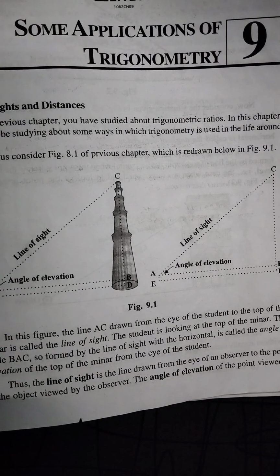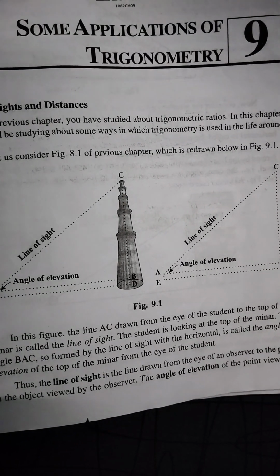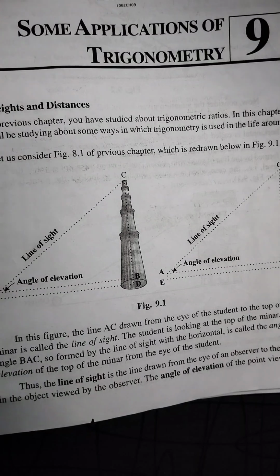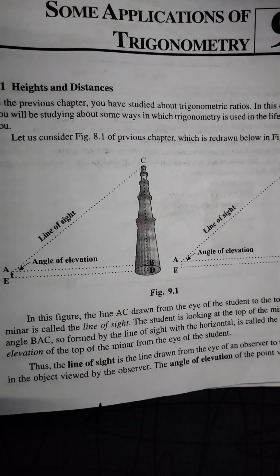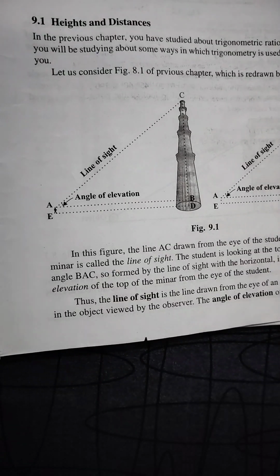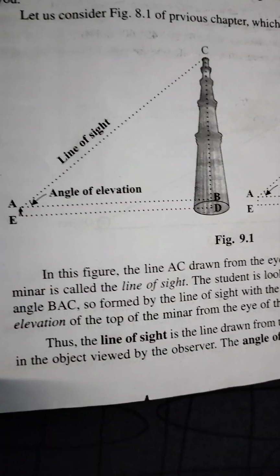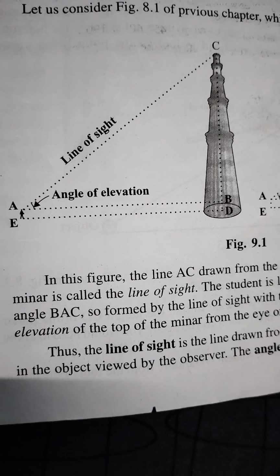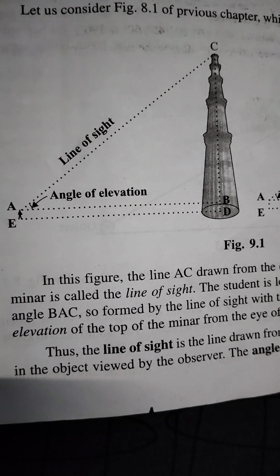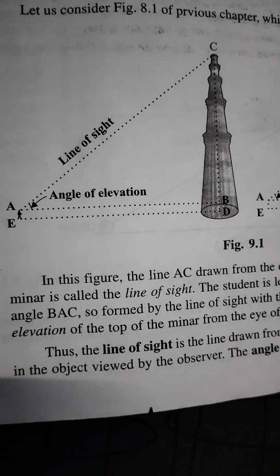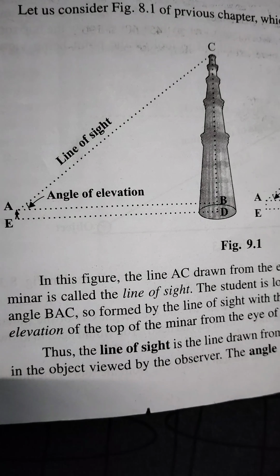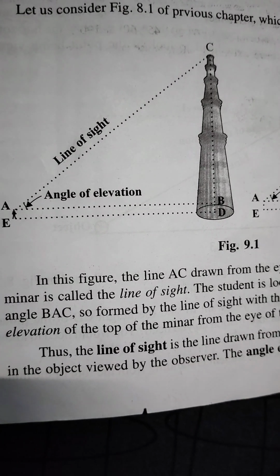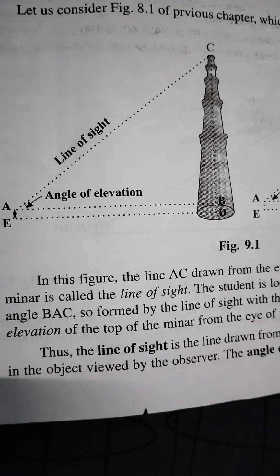Hello students, today I am going to explain the ninth chapter of 10th standard state syllabus, Some Applications of Trigonometry: Heights and Distances. In the previous chapter you have studied about trigonometric ratios. In this chapter you will be studying about some ways in which trigonometry is used in the life around us.